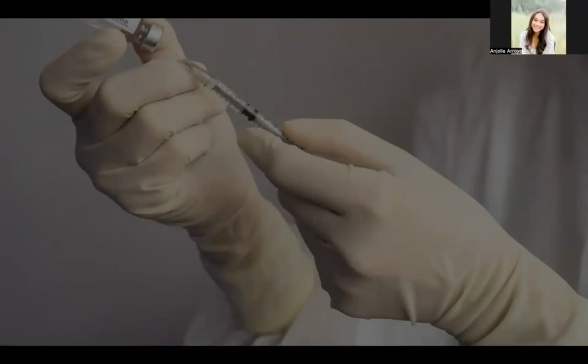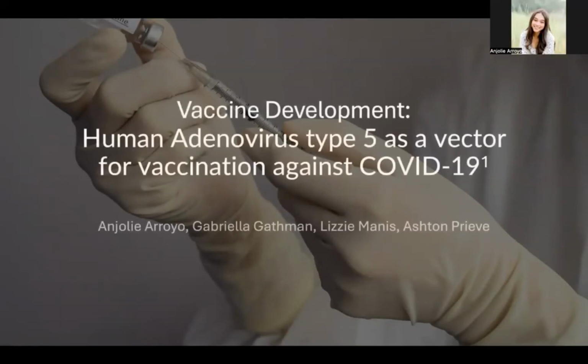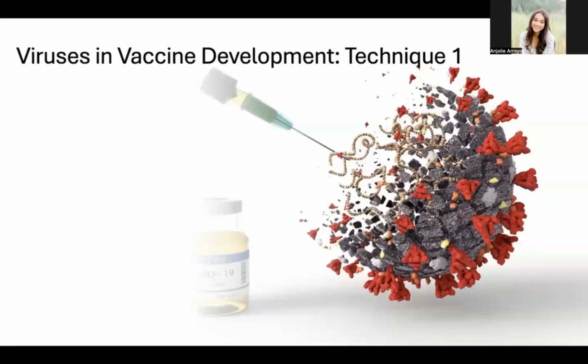Hi everyone, our topic is about vaccine development, and the specific paper that we will be discussing today is on human adenovirus type 5 as a vector for vaccination against COVID-19. So one technique used for viruses in vaccine development are engineered vectors from the virus to initiate an immune response.